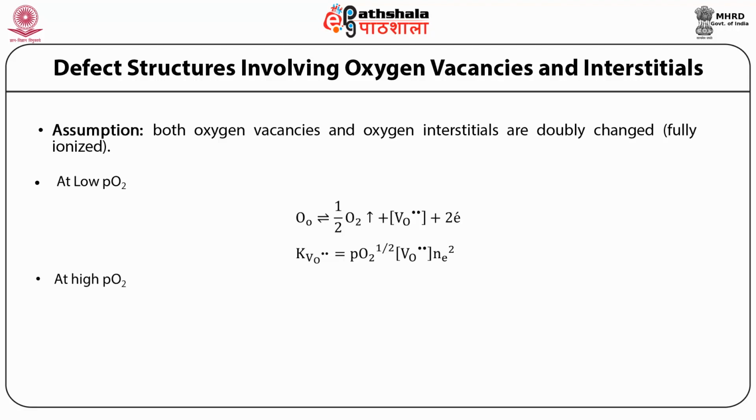However, at high partial pressure of oxygen, the defect reaction becomes 1/2 O2 gives OI double prime plus 2 holes. Hence, the reaction constant K of OI double prime becomes the concentration of OI double prime times p squared divided by PO2 to the power 1/2.